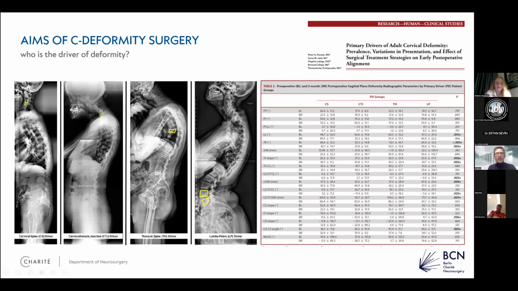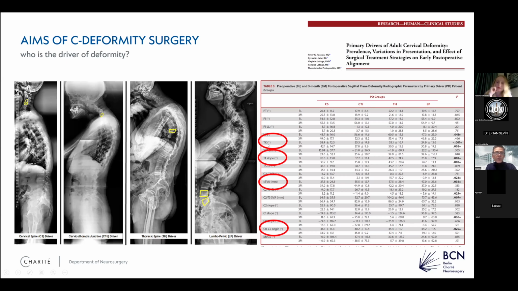And this is another paper describing these different drivers. Very nicely, you can see here the cervical deformity case. You can see the driver at the cervicothoracic junction, the driver at the thoracic spine, and the driver at the lower spine, at the lumbopelvic area. And it's interesting to note that you can identify the types depending on some of these parameters.